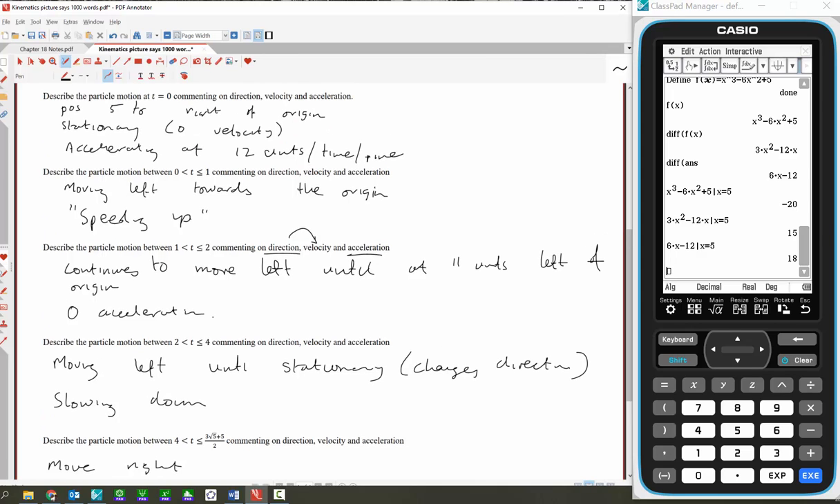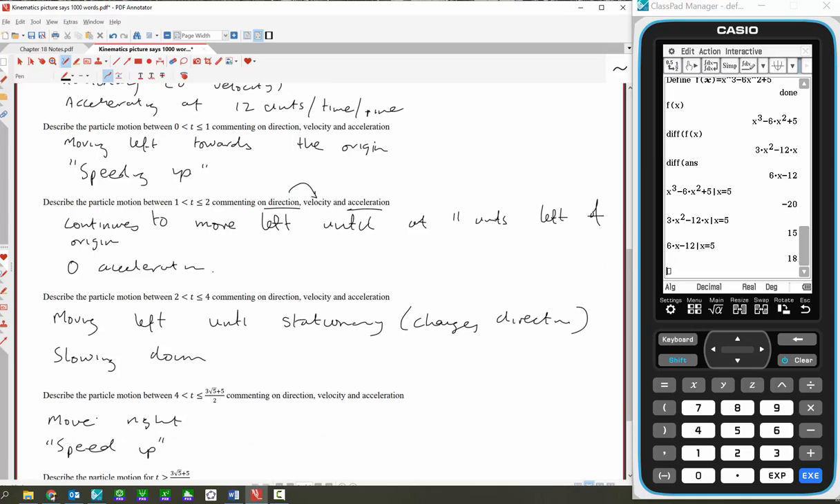Okay, so here what we were doing was we were coming into the stationary point at 4. So we're moving left until we changed direction, and we were slowing down because of the opposing signs. Here we had matching signs, which means that we move right and we're speeding up away from the stationary point.